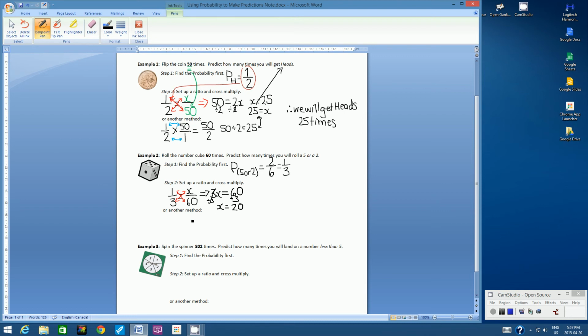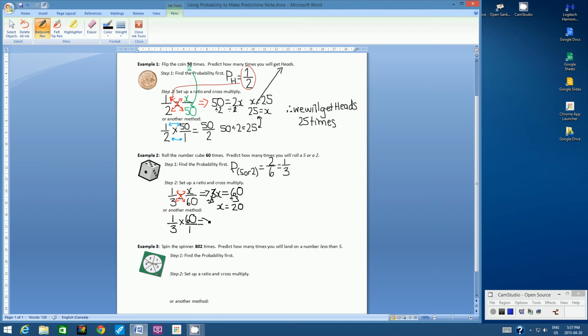Okay, so let's use the other method to do step 2 as well. Let's practice them, and that way you can choose which one you like better. So we start with our probability fraction, 1/3, and then we multiply it by the number of times this experiment is taking place. So if we're multiplying it by 60 times, that is a fraction of 60 over 1.